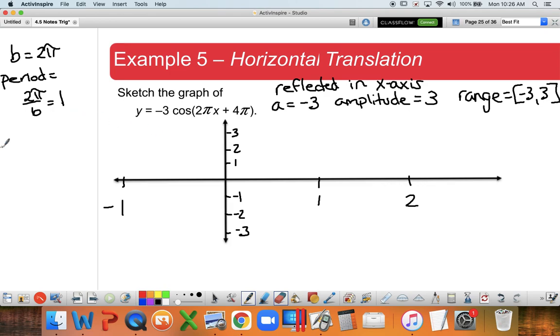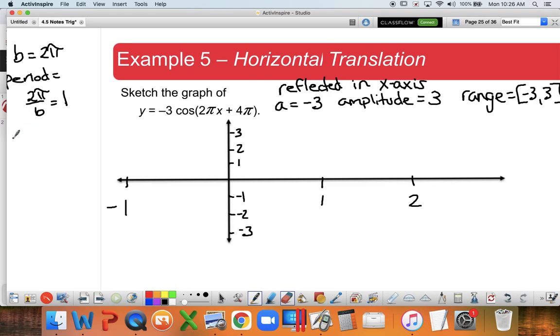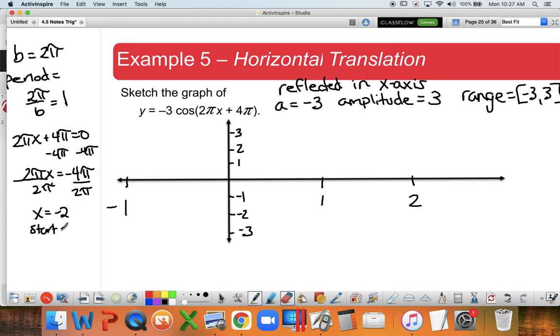Now let's figure out where I want to start or end a cycle. So I'm going to do 2 pi x plus 4 pi equals 0, and I want to solve for x. So I subtract 4 pi, divide by 2 pi, and I get x equals -2. So this is where I would start my cycle.